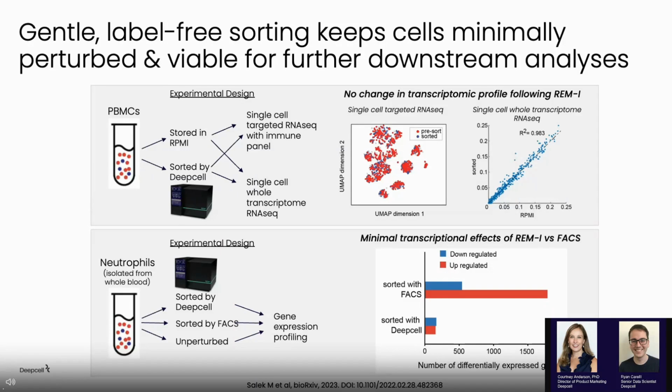We can see that the REM I sorted cells had minimal gene expression differences compared to unperturbed cells, and much fewer gene expression differences compared to FACS sorted cells. This data demonstrates that FACS significantly induced up and down regulation of pathways in neutrophils, while the REM I platform minimally perturbed the cells.